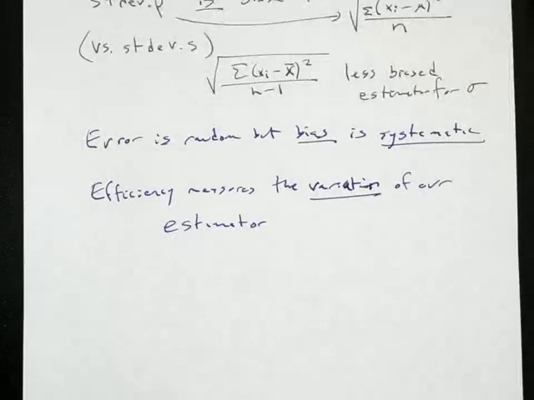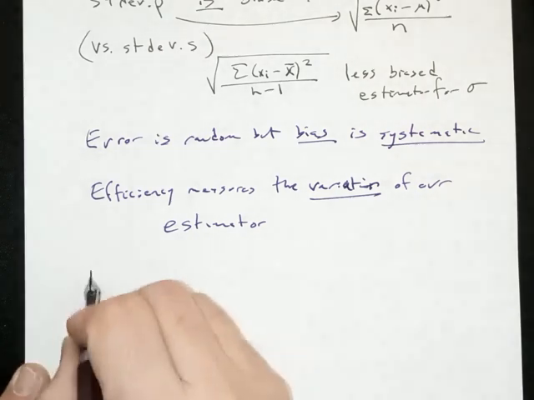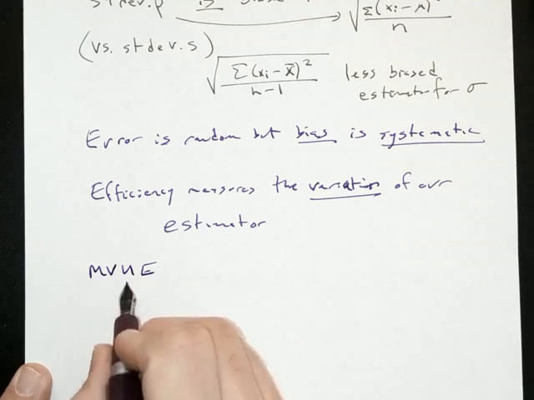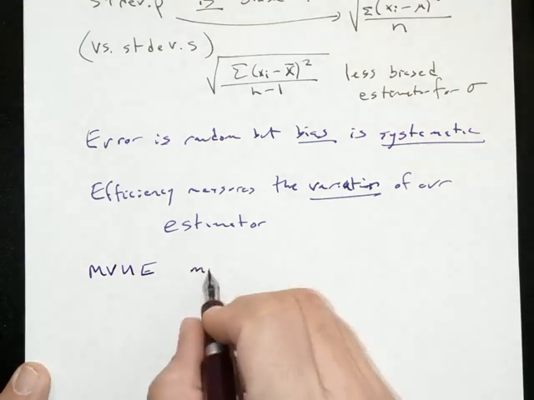Even if I have a good estimator that's not biased, I can still have one that's more efficient or less efficient based on the spread. Again, our ideal estimators will have the minimum variance and be as unbiased as possible. In statistical language, that's MVUE, minimum variance unbiased estimator.